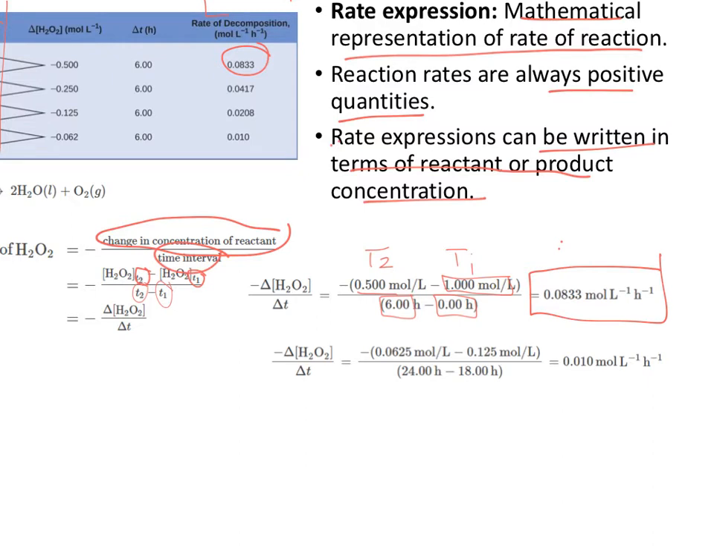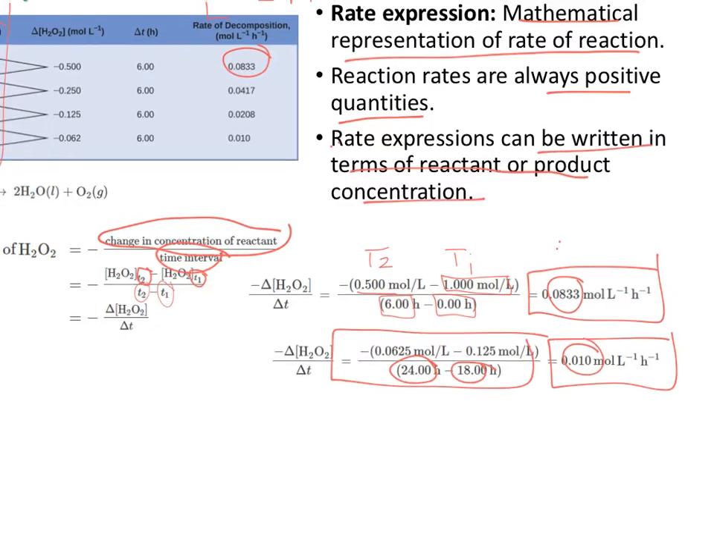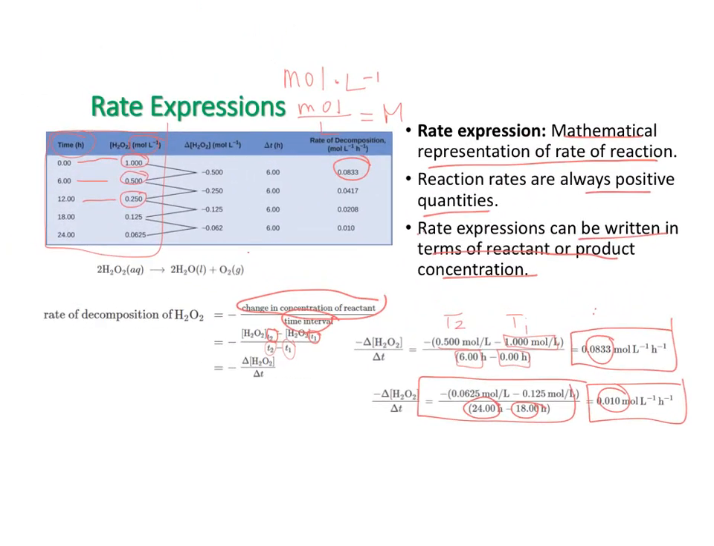And if you look at a different set of time points, in this case 24 hours and 18 hours, the rate starts decreasing. You can see how the rate is much, much smaller in comparison to the very beginning. As the reaction keeps occurring, the rate of decomposition will start to slow down because there's no more reactant that you're starting off with, because you have produced so much product.